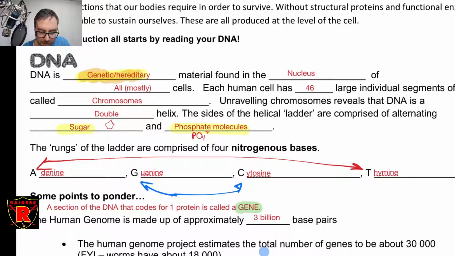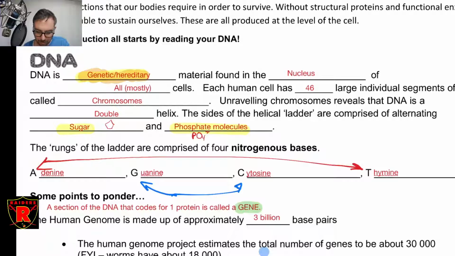DNA is a genetic or hereditary material. Hereditary means you're able to pass it on to your offspring. It is in fact the only hereditary material. It's the only thing that you get from your parents that is different from person to person. Everything else that you're getting from your mom or your dad, mitochondria, Golgi apparatus, those things are all identical. But the genetic information is different.